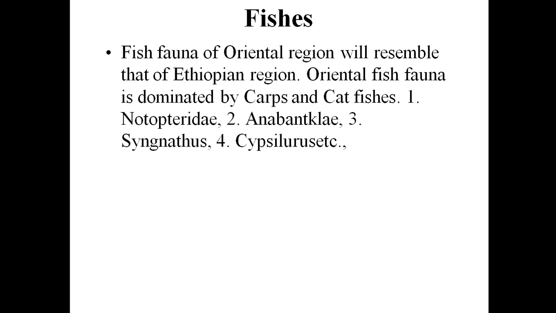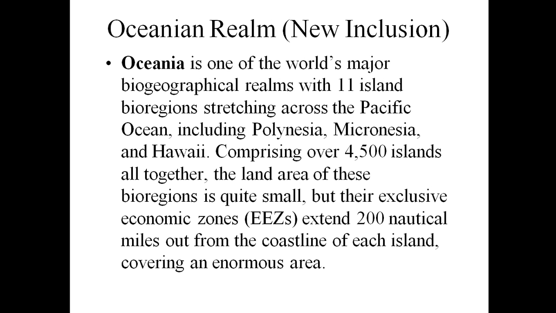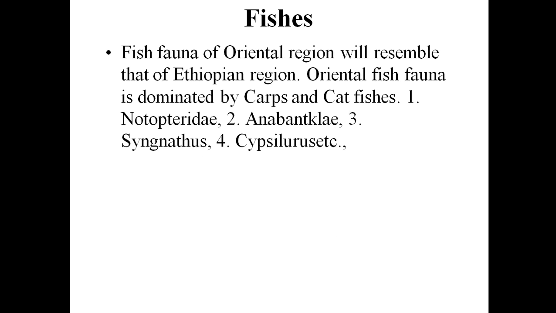But whereas the oriental fish fauna is dominated by carps and catfishes, families like Notopteridae, Anabantidae, and Syngnathidae are some of the most common fish families. This is very rich in diversity. That is the oriental realm, in which we are also found.